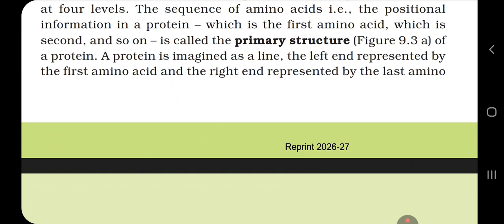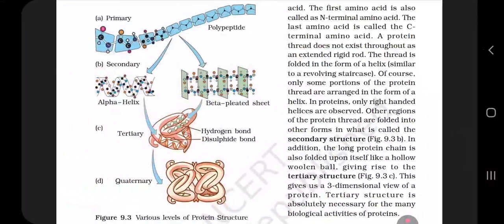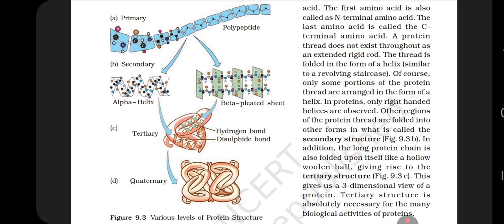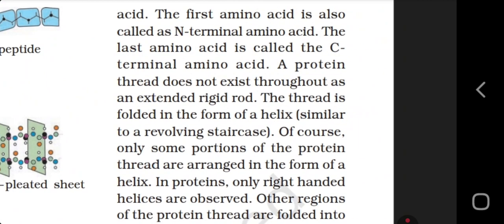at four levels. The sequence of amino acids, that is the positional information in the protein, which is the first amino acid, which is second, and so on, is called the primary structure, figure 9.3a. A protein is imagined as a line, the left end represented by the first amino acid and the right end represented by the last amino acid. The first amino acid is also called the N-terminal amino acid. The last amino acid is also called the C-terminal amino acid.